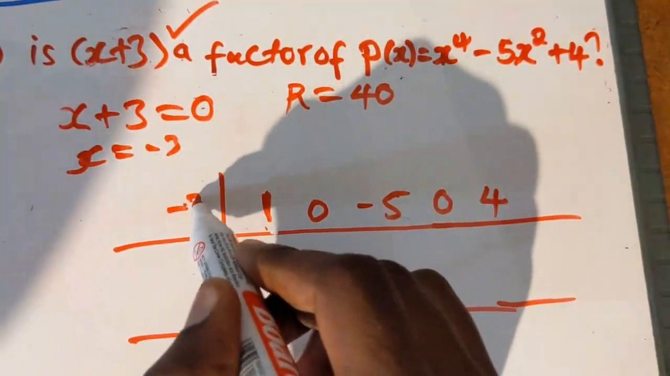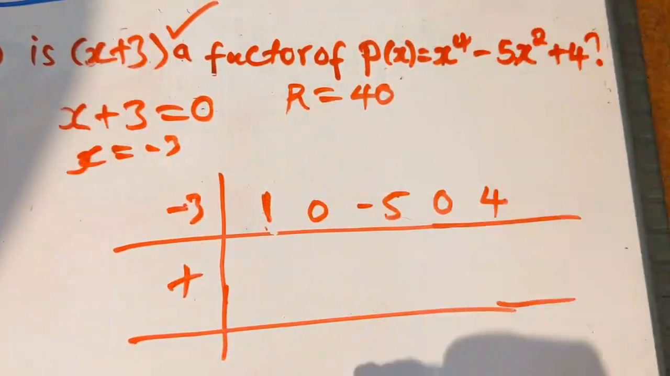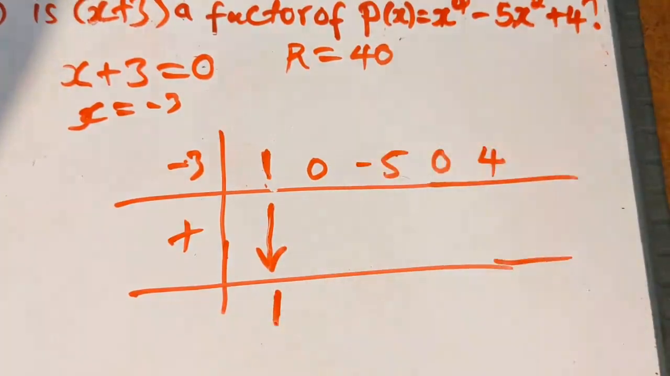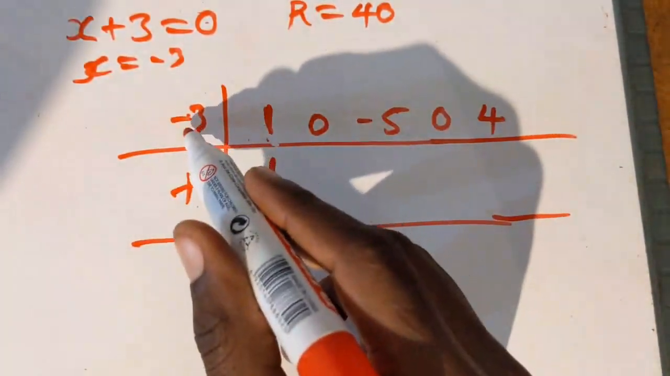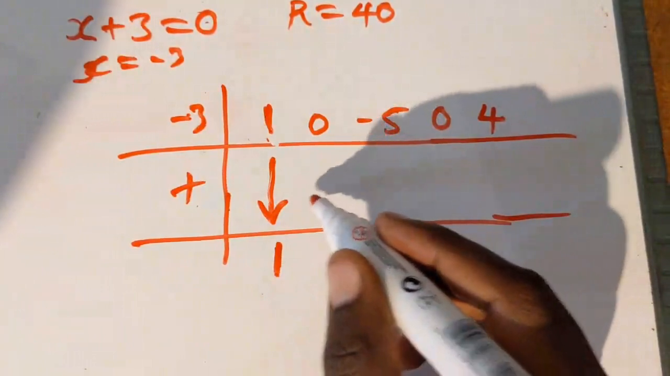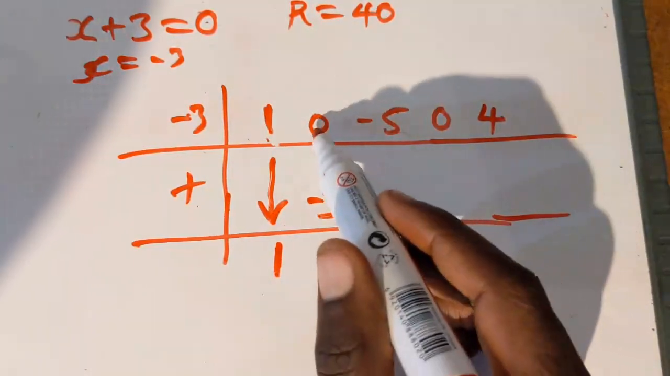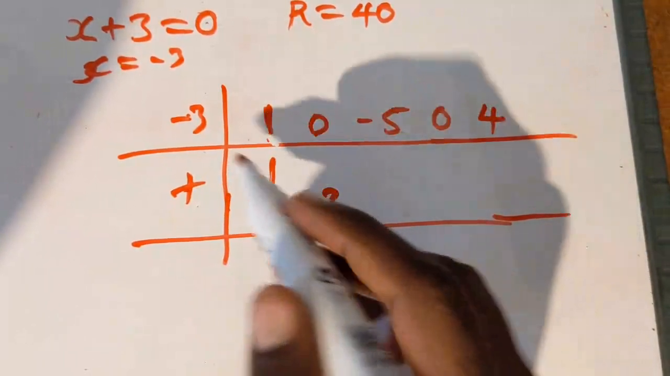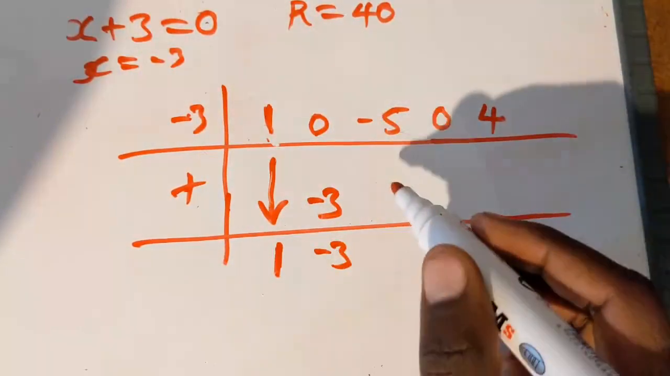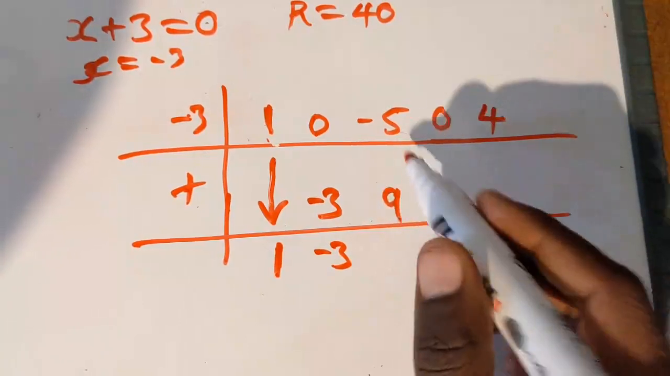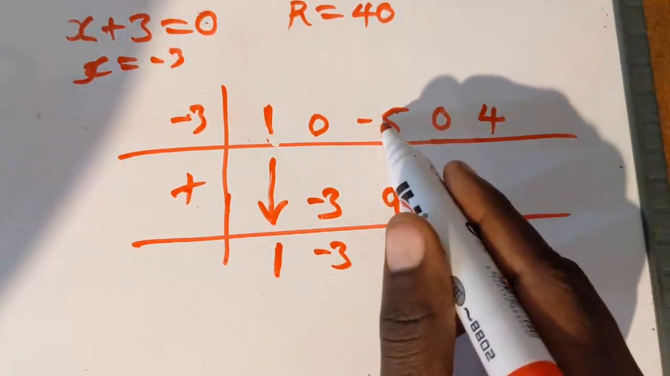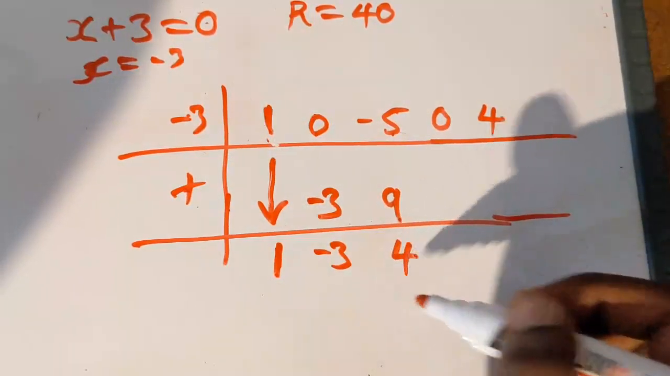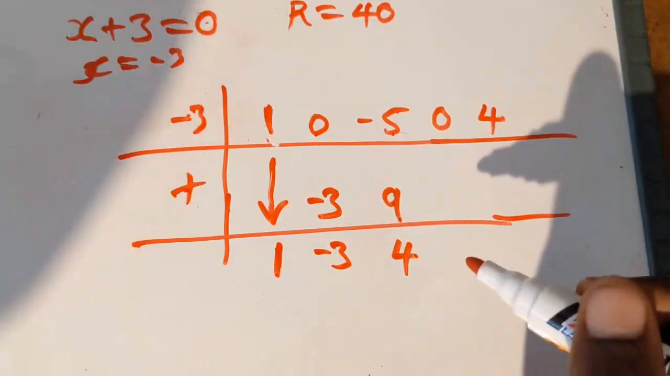So you put negative 3 here, then here you are adding. Then you bring down the 1. Then we are going to say negative 3 times 1. That's going to be negative 3. Then 0 plus negative 3 is going to give you negative 3. Then negative 3 times negative 3 is going to give you positive 9. So negative 3 plus positive 9 is going to give you positive 4.